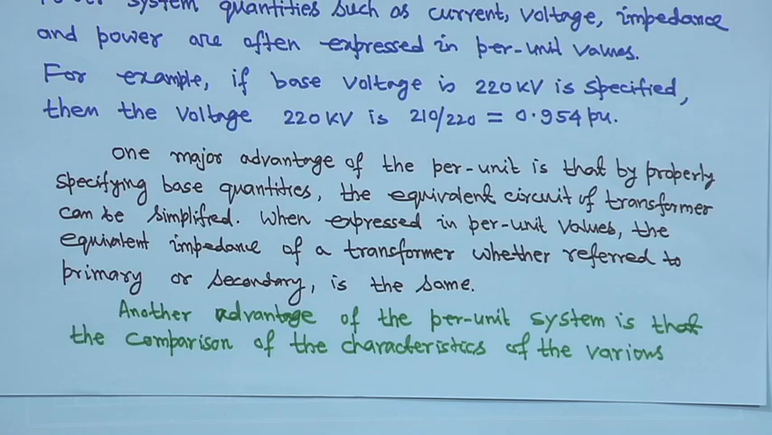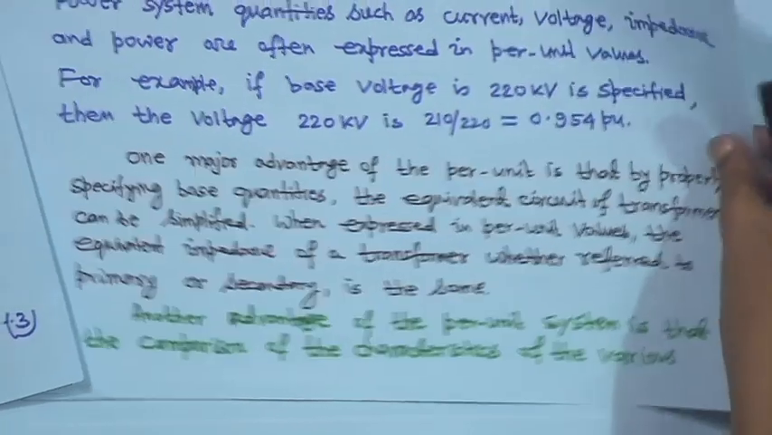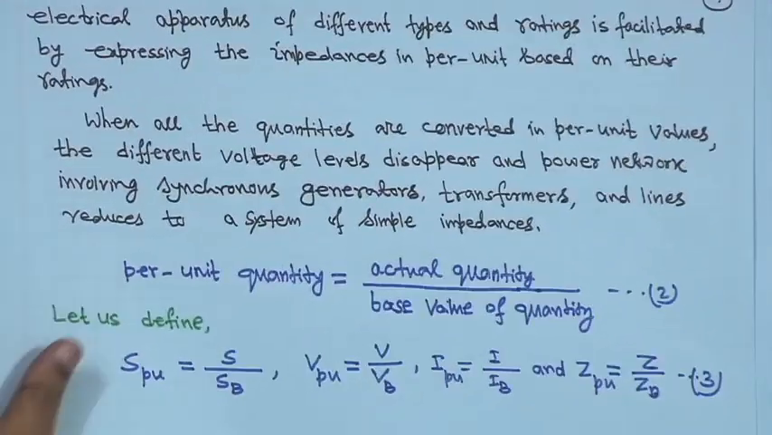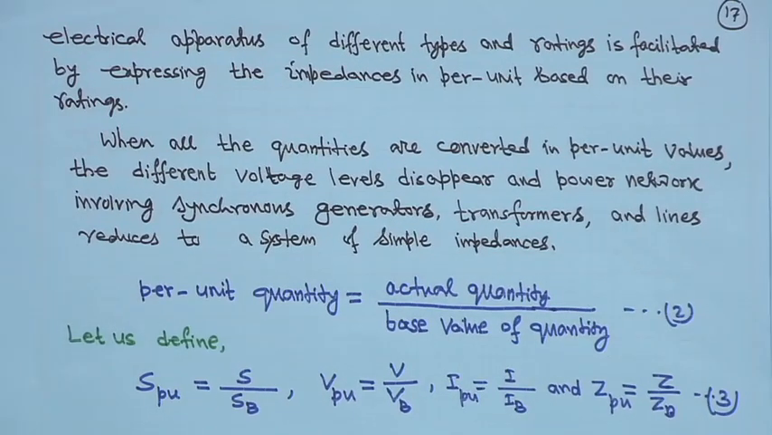Another advantage of the per unit system is that the comparison of the characteristics of the various electrical quantities of different types and ratings is facilitated by expressing the impedances in per unit based on their ratings. I mean transformer, synchronous generator, line, you choose base quantities, you can transform all these quantities into per unit values. This is a major advantage, right.